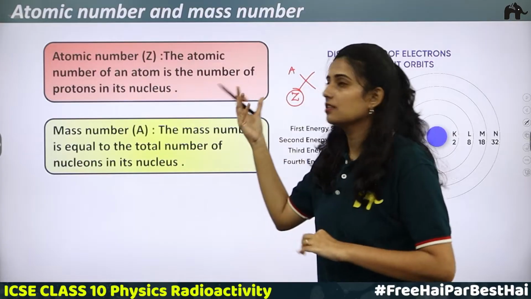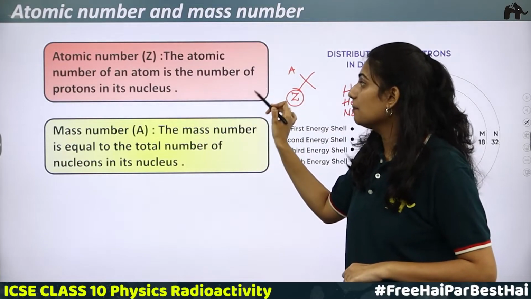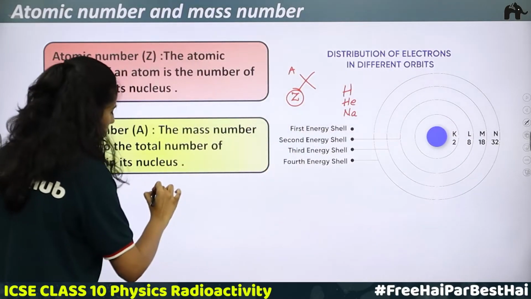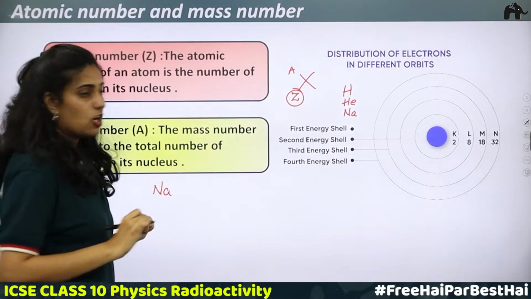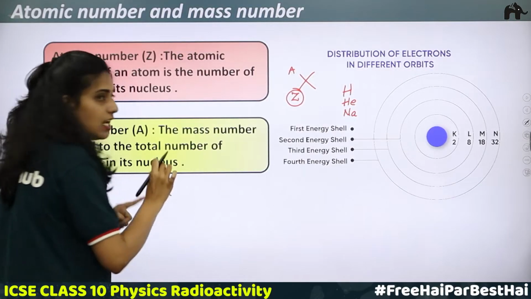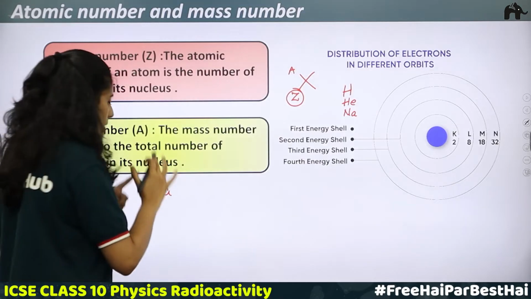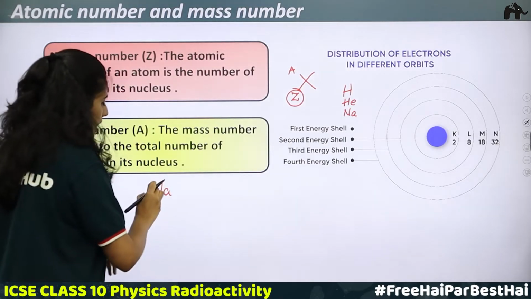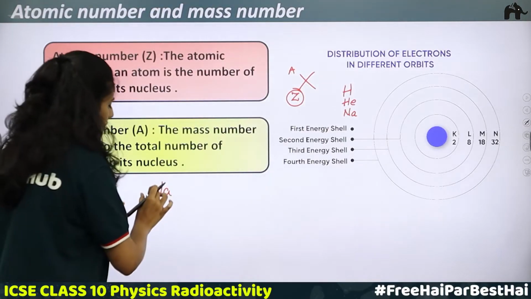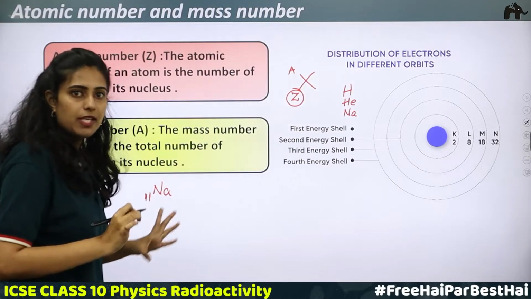So you have to study the definition. The atomic number of an atom is the number of protons in its nucleus. For example, if you are taking sodium, the atomic number is 11. What does it mean? There are 11 protons. Atomic number is 11, proton number is 11, and electron number will also be 11 because this is a neutral atom. Clear? So based on this number, we can find its position in the periodic table.